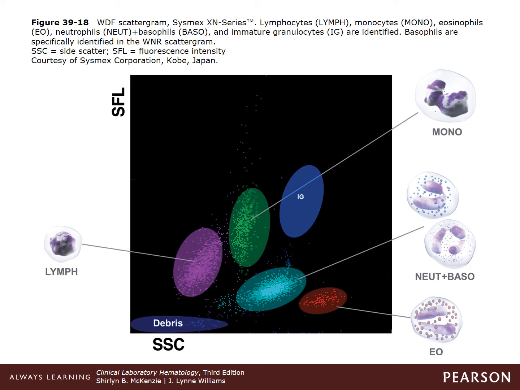And you are used to seeing the scattergram from the Sysmex series, labeled with colored classifications based on their scatter plot. This semester, in addition to identifying lymphocytes, monocytes, neutrophils, basophils, and eosinophils, we are also going to be seeing and discussing the immature granulocyte fraction of the scattergrams, as well as being able to identify debris.